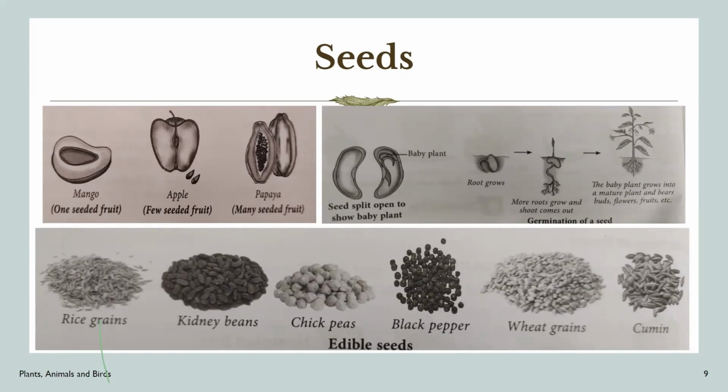What are the edible seeds? Edible seeds are the seeds we can eat. Among them are rice grains, kidney beans, chickpeas, black pepper, wheat. All these seeds, you come across in your day-to-day life. Good. Now, what are the functions of seeds?